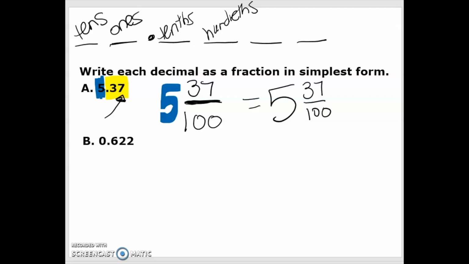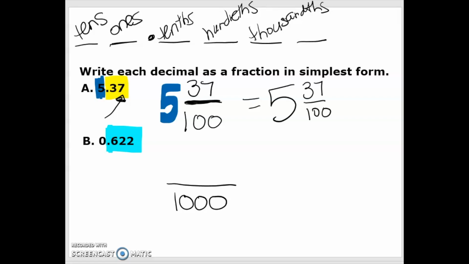Okay, well, what if we don't have a number in front of the decimal point? That's okay. We're going to do the process exactly the same. So again, I really focus on my decimal point. I like to highlight all the numbers that I see. This time I see 1, 2, 3. So tenths, hundredths. Now I'm here in the thousandths place. So that means when I make my fraction, my denominator is going to be 1,000. Then I take all the numbers that I see and I write those in the numerator.